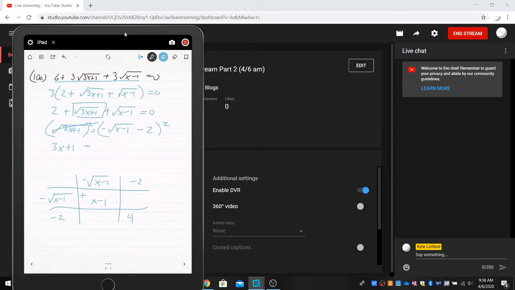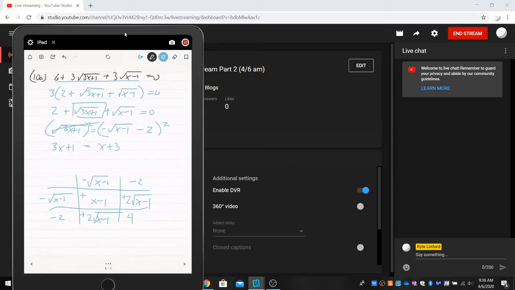Now let's take a look at the corners. Negative 2 times negative root x minus 1. Well, the double negatives make a positive 2, and then I have a root x minus 1, and then I'm going to have the same thing here. So let's see what we end up with. I'm going to first look at the real components. X minus 1 and a positive 4. That's just going to be x plus 3.